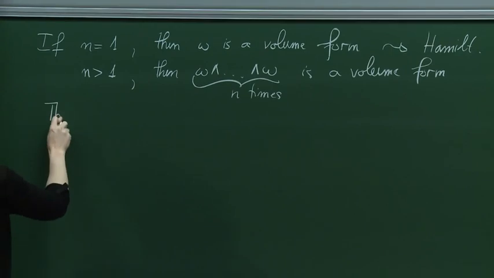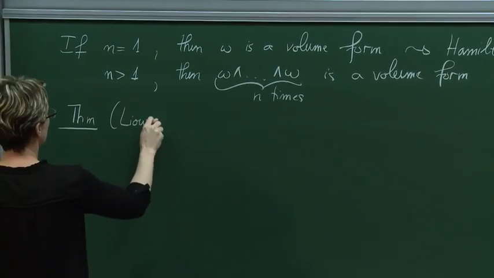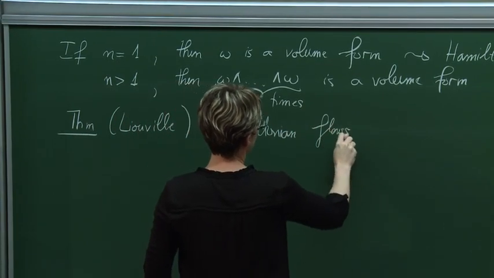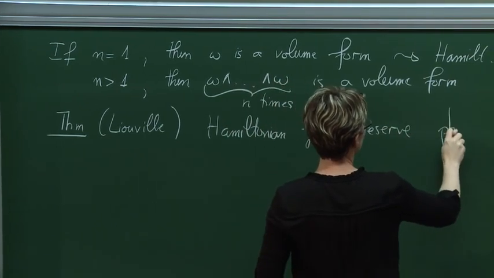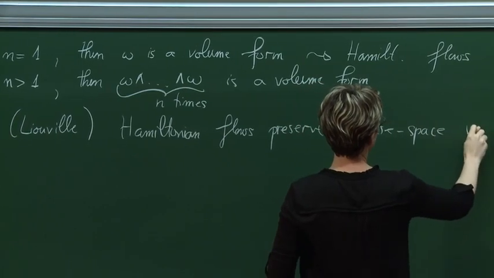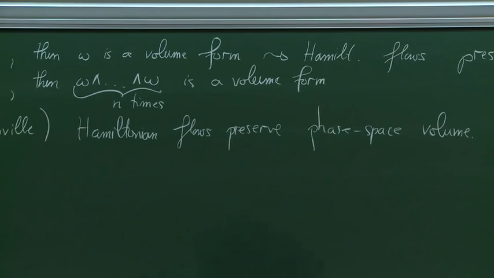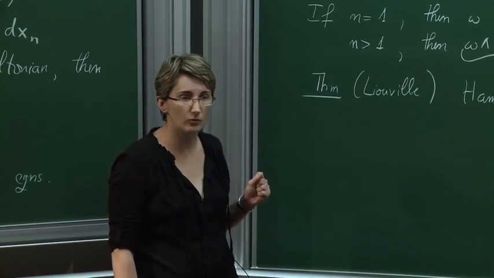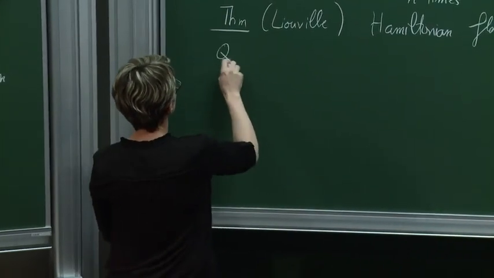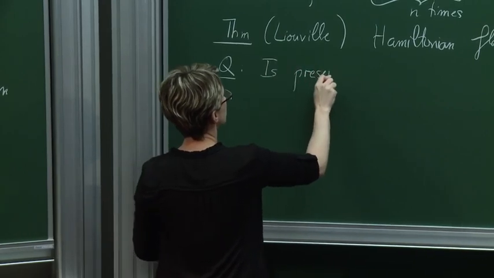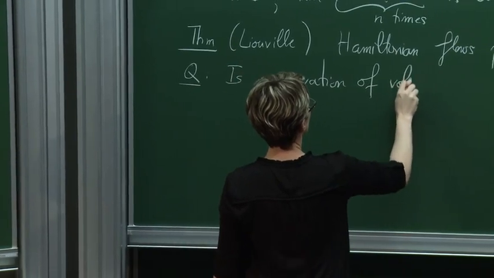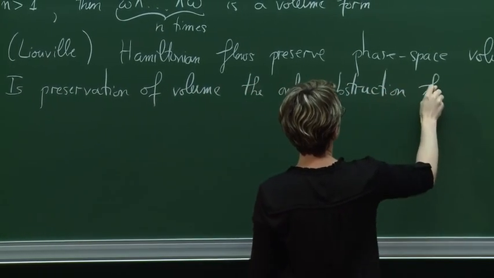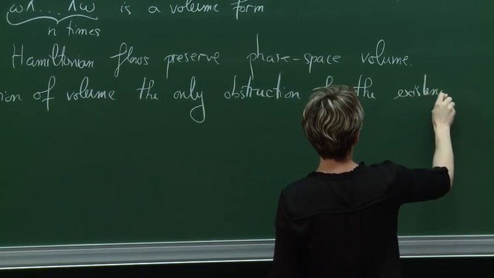So what we recover is the following theorem of Liouville, which says that Hamiltonian flows preserve phase space volume. Okay. So this leads us to the following natural question. Is preservation of volume the only obstruction for the existence of a symplectomorphism? Okay, so let's write it down. Question: is preservation of volume the only obstruction for the existence of a symplectomorphism.